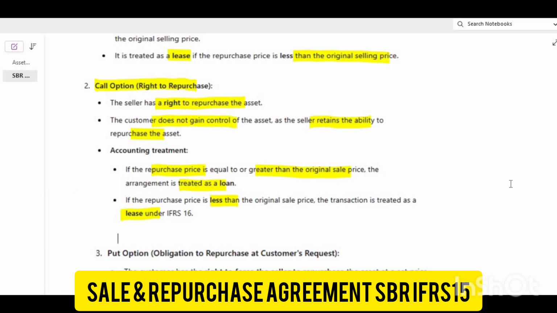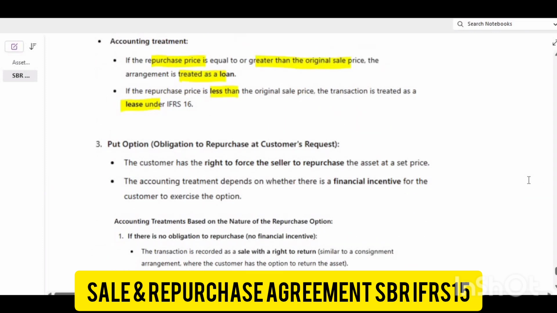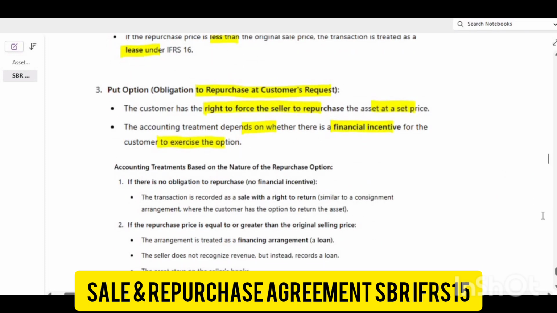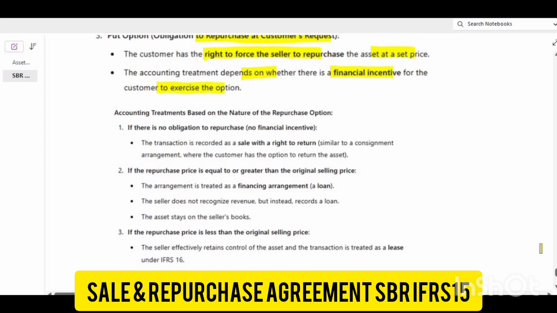Now, if you have a put option, meaning an obligation to repurchase at the customer's request, the customer has the right to force the seller to repurchase the asset at a set price. So the accounting treatment depends on whether there is any financial incentive for the customer to exercise. If a financial incentive exists, then definitely you have to consider it as a loan. Now, how do you know that a financial incentive exists?